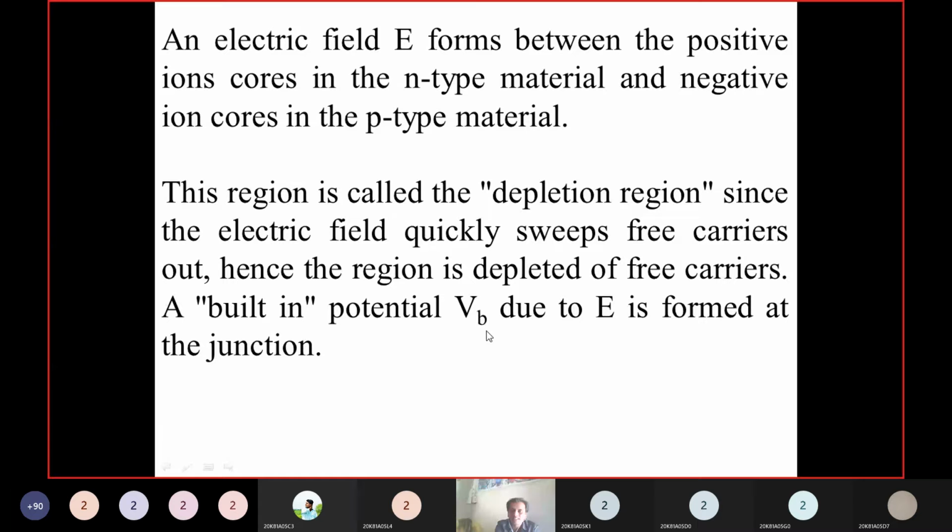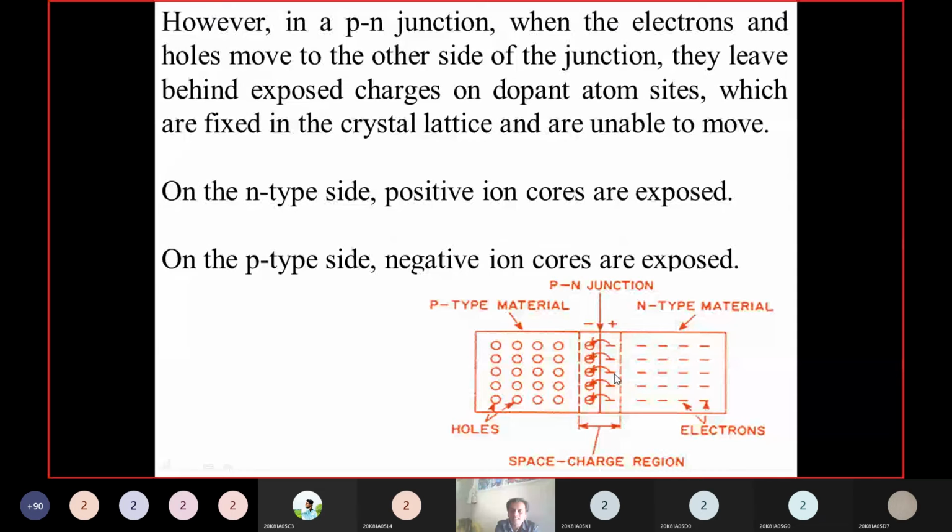Due to that electric field, what happened? There are no free charge carriers. All free charge carriers will be swept out from this space charge region, or depletion region. So due to this electric field, there are no free charge carriers in this depletion region. Those free charge carriers are swept out from this depletion region.